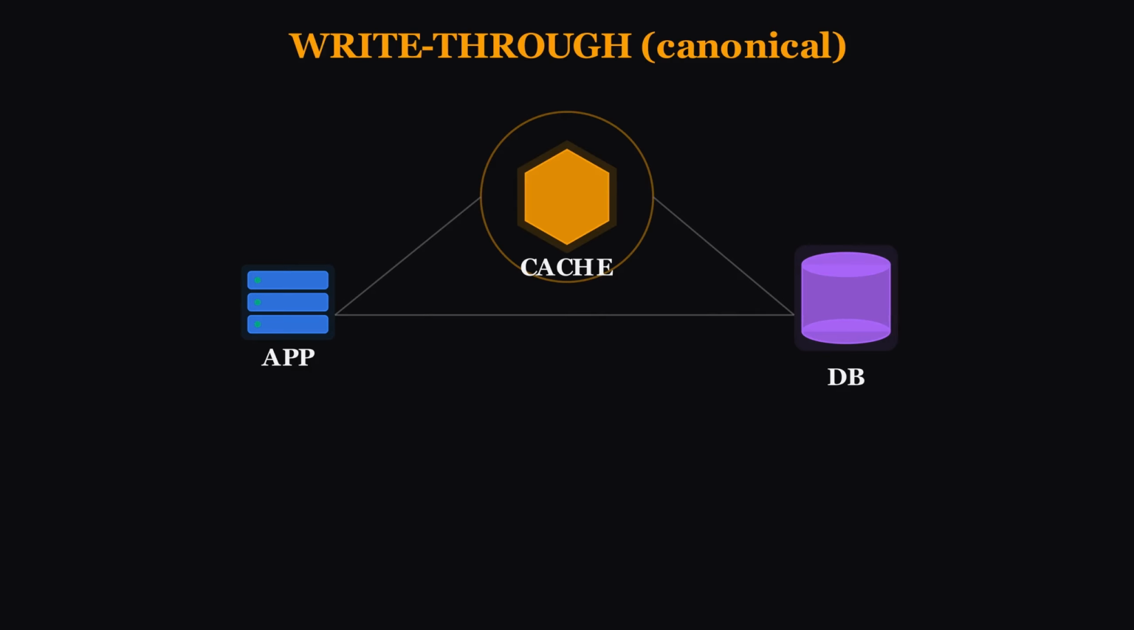Write through. Cache is still the orchestrator on the read side, and now it owns the write side too. Application sends the write to the cache. The cache is the target. The cache synchronously writes through to the database. Database acks the cache. Cache acks the application. The write is durable in both places before the user's request returns.